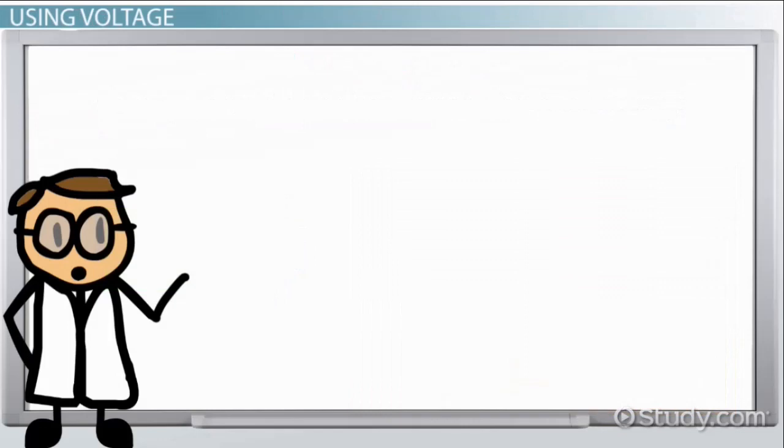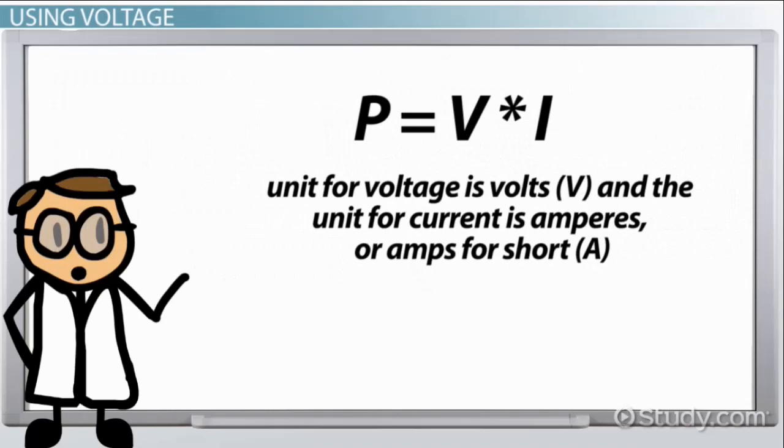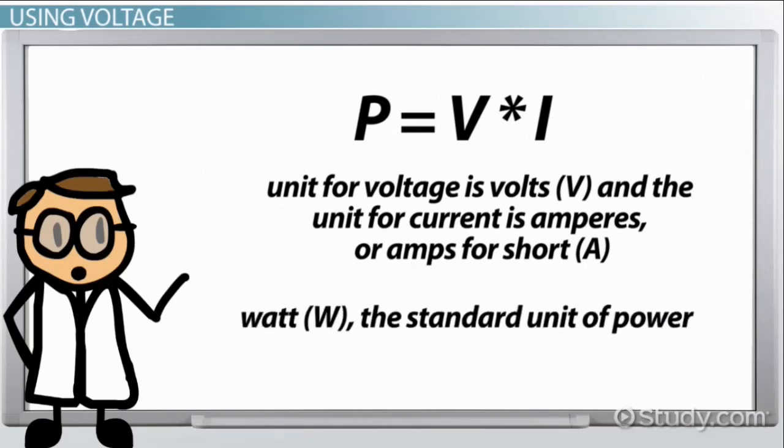To use the voltage of the circuit, we can use this formula to calculate the power. P is equal to V times I. We have that power is equal to the voltage of the circuit times the current I of the circuit. When our unit for voltage is volts, V, and the unit for current is amperes, or amps for short, A, then we multiply them together to get the watt, W, the standard unit of power.